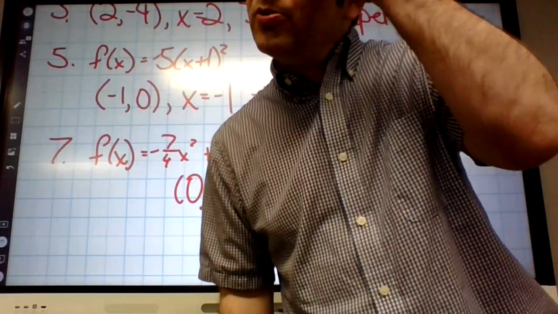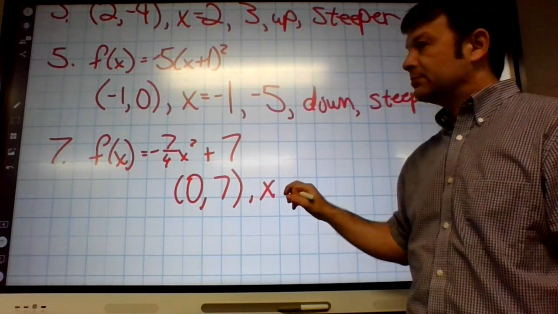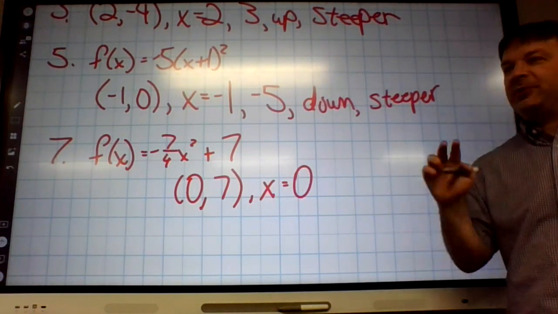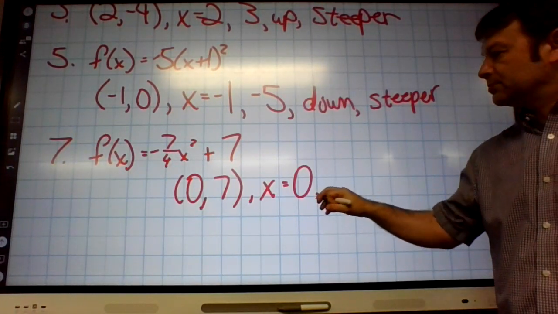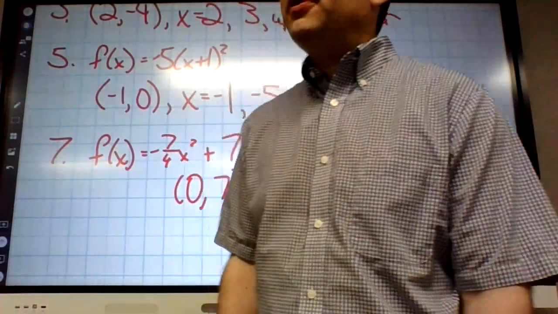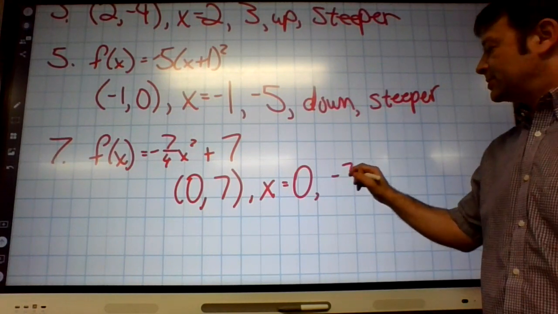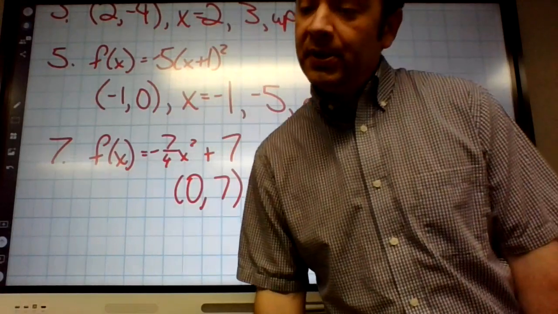Okay. What would the line of symmetry be, Jesse? Line of symmetry, 0. X equals 0. Which is basically the y-axis. It's just right in the middle. Okay, what's the value of A, Lauren? -7/4. Yep, just the number in front on that one.